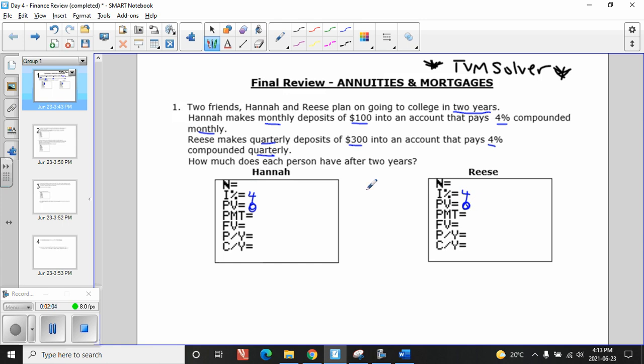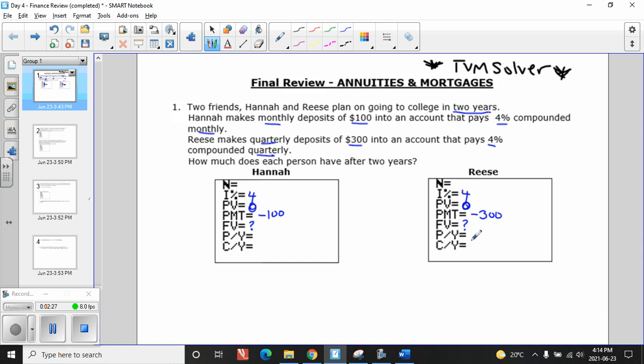Hannah is making deposits, or payments, of $100, so she's giving away $100 every month. Reese is paying $300 each time. We don't know how much they're going to have in the future. That's the goal of this question, so I'm going to put a question mark in those two spots.